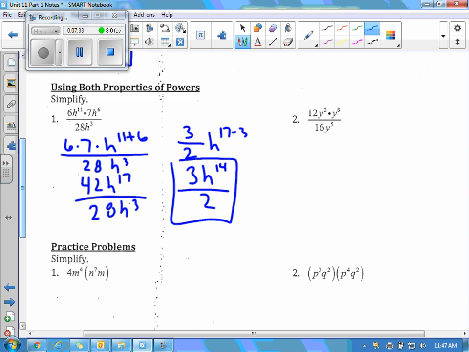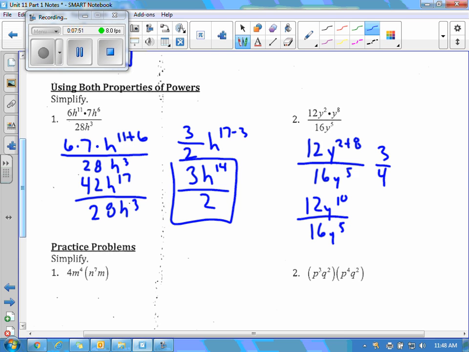Number 2, same thing. I need to multiply on the top first. So I have 12 times 1 technically, so 12y, and then I can add these exponents together over 16y to the 5th. So that'll give me 12y to the 10th over 16y to the 5th. I simplify the 12 over 16, and it gives me 3 over 4. And then I have y to the 10 minus 5. So I'll have 3y to the 5th on the top over 4.